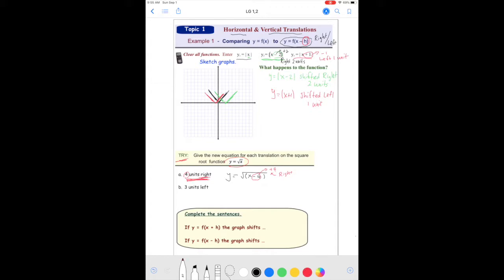All right, so let's look at this one. So this one would be y equals the square root. And if it's going left, we know it's plus 3. Because when it comes out, it's minus 3. Okay.